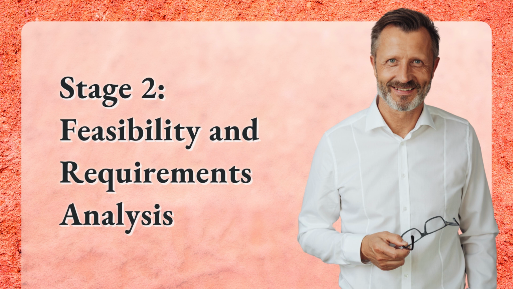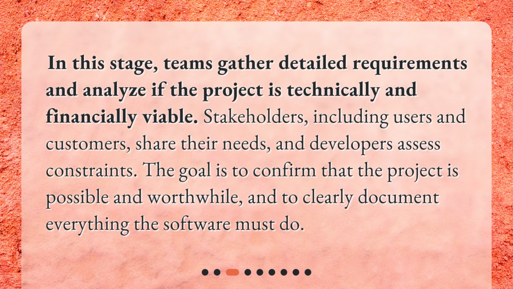Stage 2. Feasibility and requirements analysis. In this stage, teams gather detailed requirements and analyze if the project is technically and financially viable. Stakeholders, including users and customers, share their needs, and developers assess constraints. The goal is to confirm that the project is possible and worthwhile, and to clearly document everything the software must do.